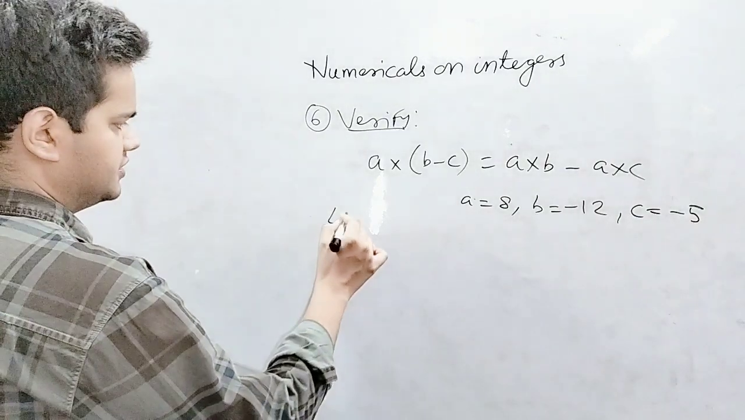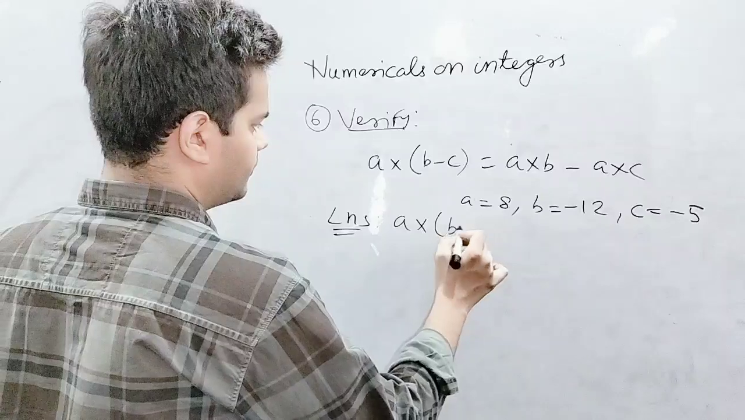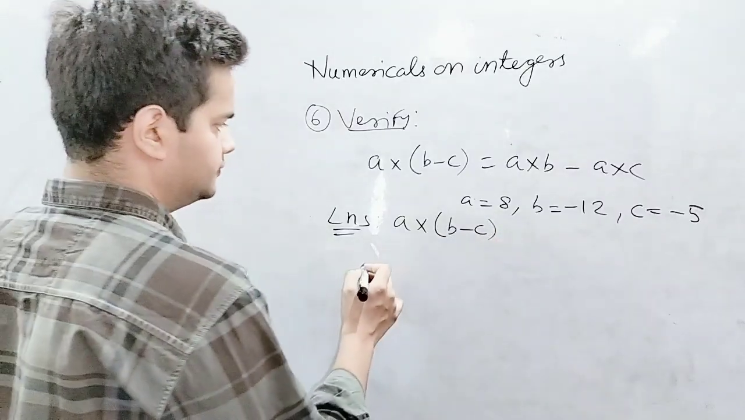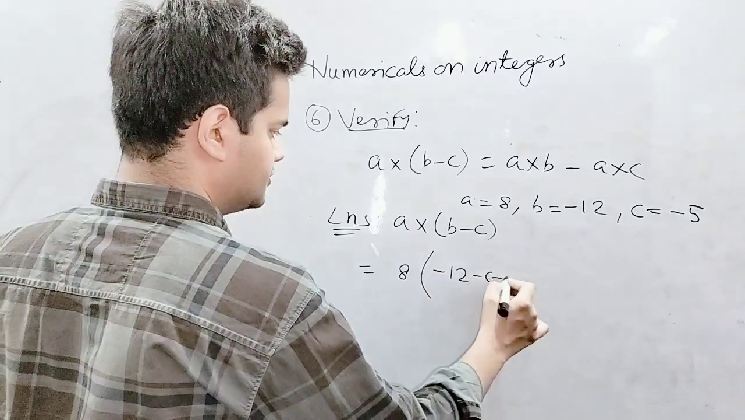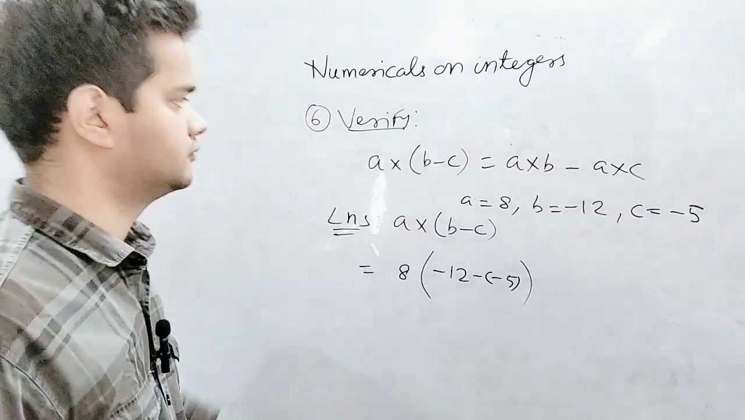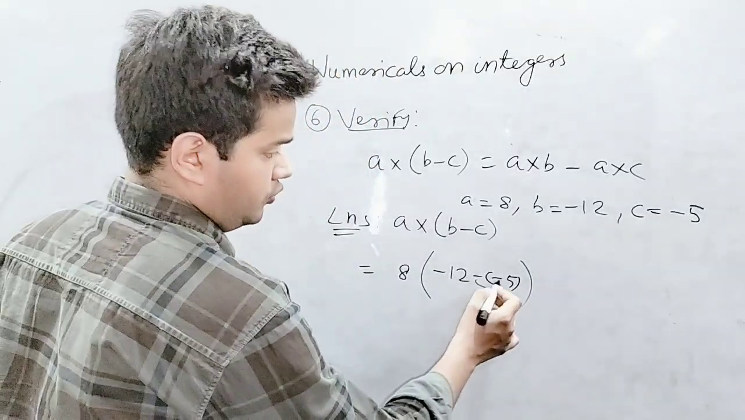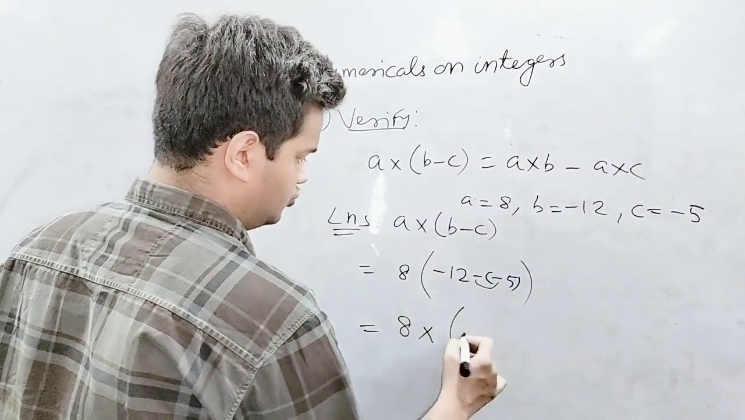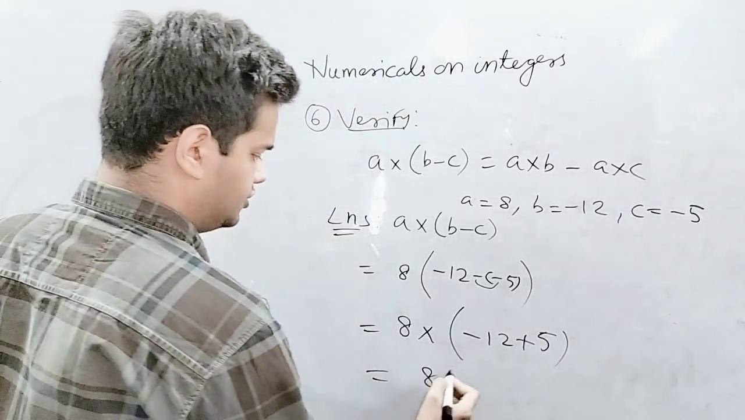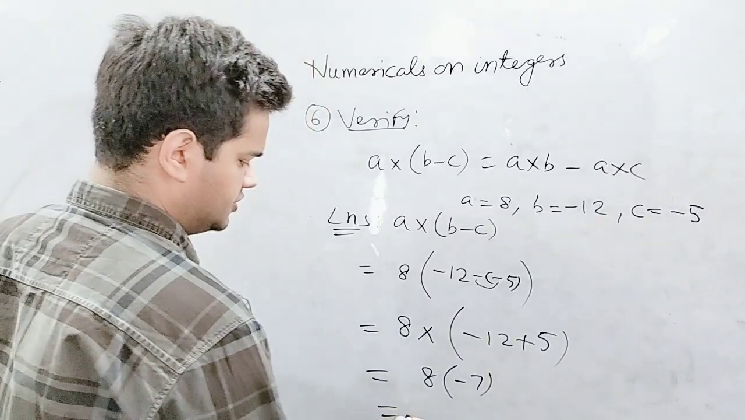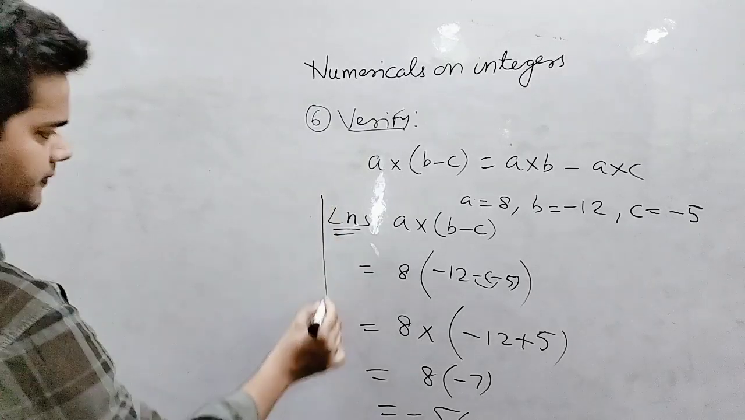Okay, so I will take LHS. LHS is A into B minus C, which is 8 into minus 12 minus minus 5. यहाँ लिखा था B minus C और C पहले से नेगेटिव है, so we have two negative sign together. So this becomes 8 into minus 12 plus 5. Be very, very careful. So this becomes 8 into minus 7, which is minus 56. So my LHS is minus 56.